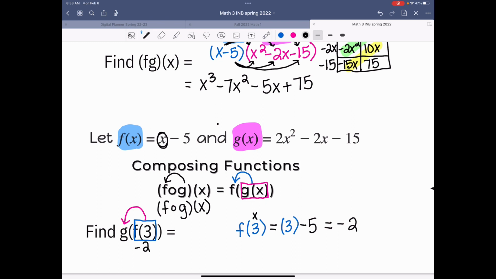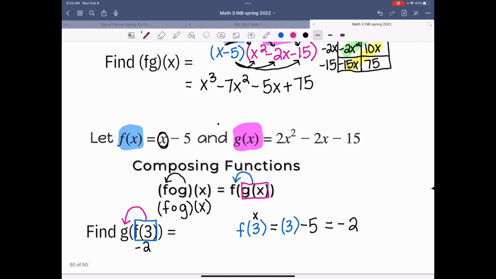So now I'm going to find g of negative 2. So it's like input, output, input, output. So we're going to plug in negative 2 now into the g function. So we're going to use our g function. So that's going to be 2. And everywhere I see an x, so I see an x here and here, then I'm going to need to plug in negative 2.